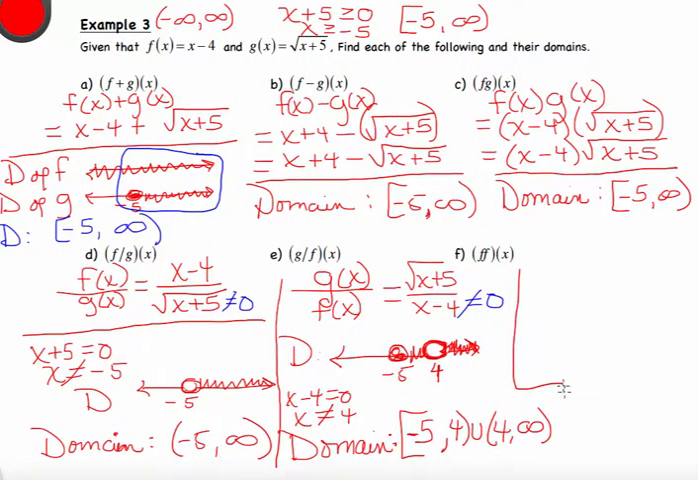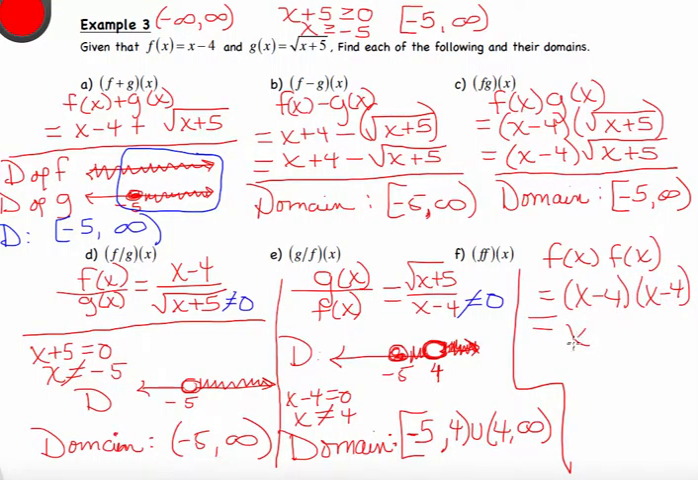And then finally we have f times f, which is f of x times another f of x. And f of x is x minus 4 times another x minus 4. And that is x squared minus 4x minus 4x, which will combine to x squared minus 8x plus 16. And the domain is just going to be the intersection of f with itself, which is going to be all real numbers.